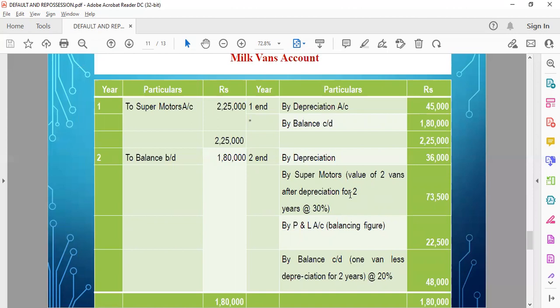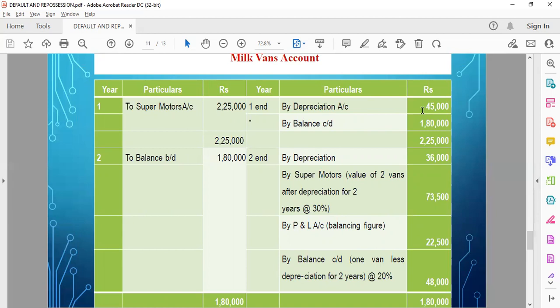To super motors, the milk van account. How much is the cost? 75,000 into 3, right? 2,25,000. In the year end, we are calculating the depreciation, right? How much percentage? 20%, right? So you can write here by depreciation account. Already we have calculated the depreciation: 2,25,000 into 20 by 100. How much? 45,000. You can write here 45,000.